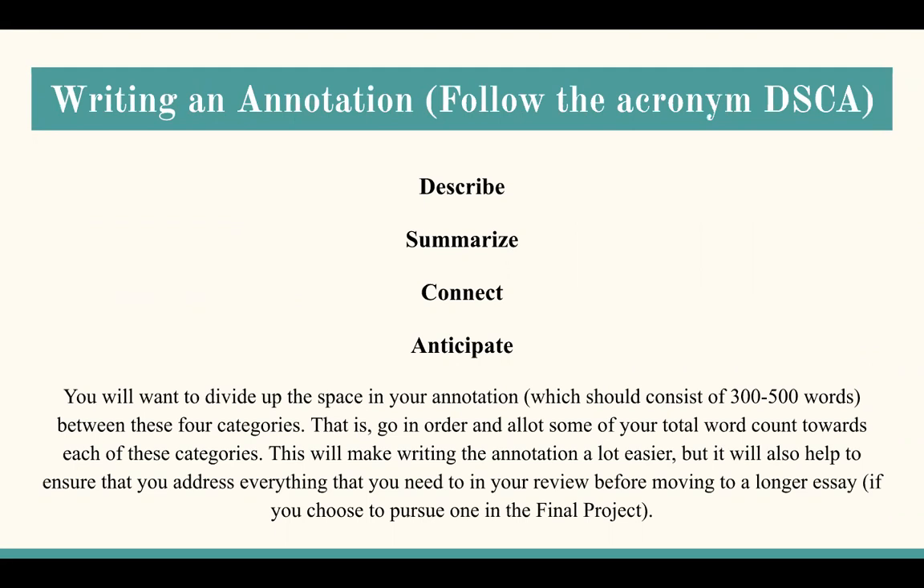Now, writing an annotation, again, follows the acronym DISCA of describe, summarize, connect, and anticipate. You will want to divide up the space in your annotation, which should consist of 300 to 500 words, between these 4 categories. That is, go in order and allot some of your total word count towards each of these categories. This will make writing the annotation a lot easier, but it will also help to ensure that you address everything that you need to in your review before moving to a longer essay, if you choose to pursue one in the final project, okay?